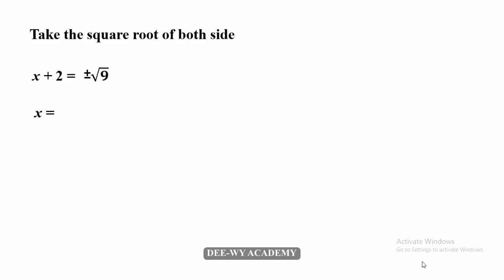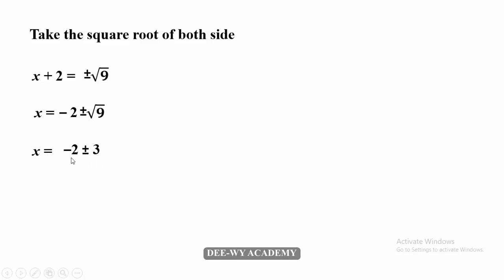We have to make x the subject here. For us to do that, at this side of the equation, we are having plus 2. When you subtract 2 from here, we'll be left with x, because 2 minus 2 will give us 0. So we are left with x is equal to, when you subtract 2 from here, minus 2 plus or minus square root of 9. And the square root of 9 is 3. You now have x is equal to minus 2 plus or minus 3.